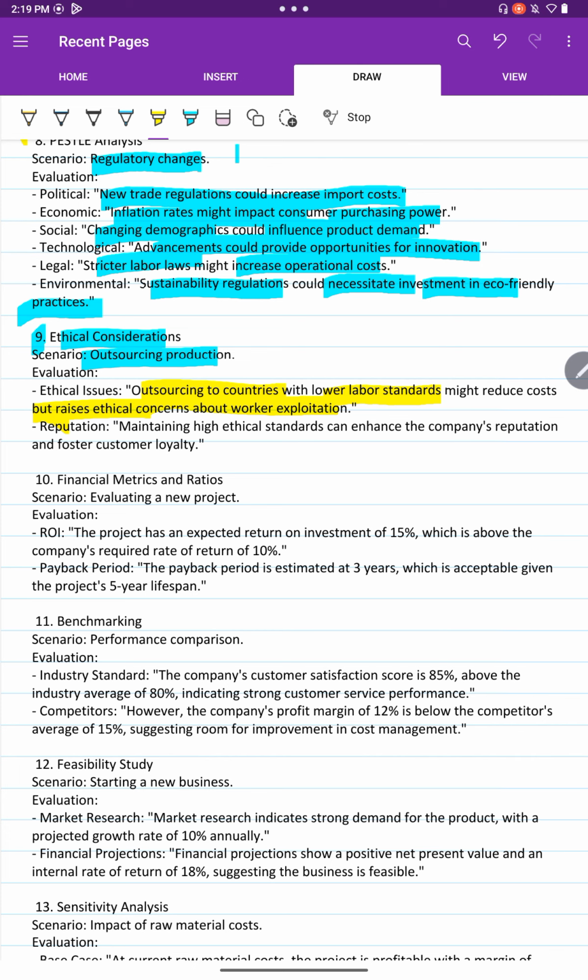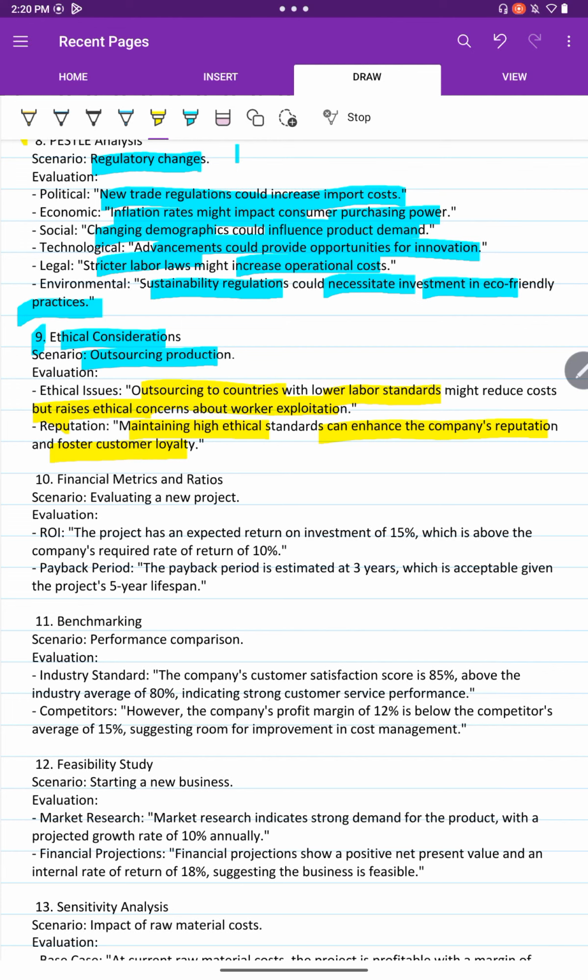And it also shakes your reputation, since maintaining high ethical standards can enhance a company's reputation and foster customer loyalty. Because if we are going to outsource, it means it may shake our reputation. Maybe the other company from which we are getting a service of producing our product is not so ethical, is not following the rules and regulations, is not sustainable, and is not using resources in a better way.